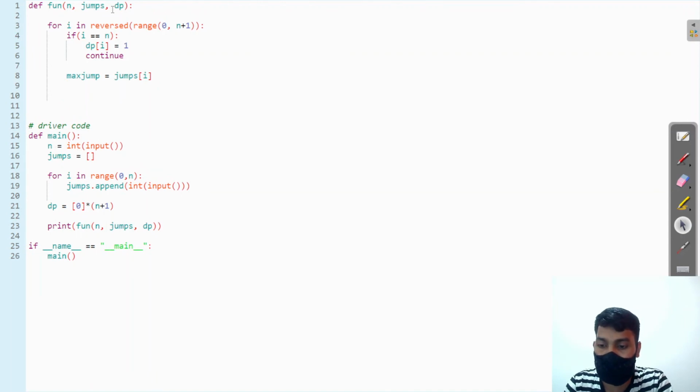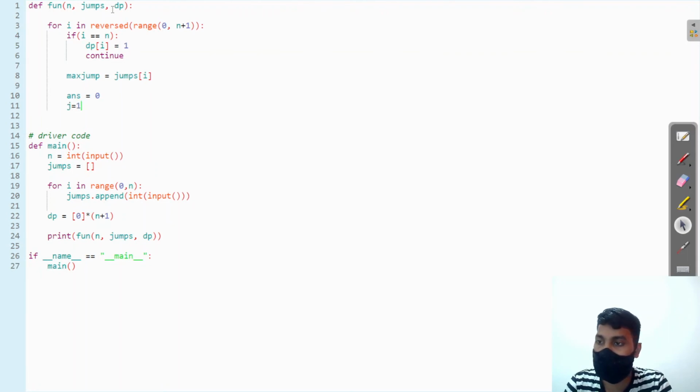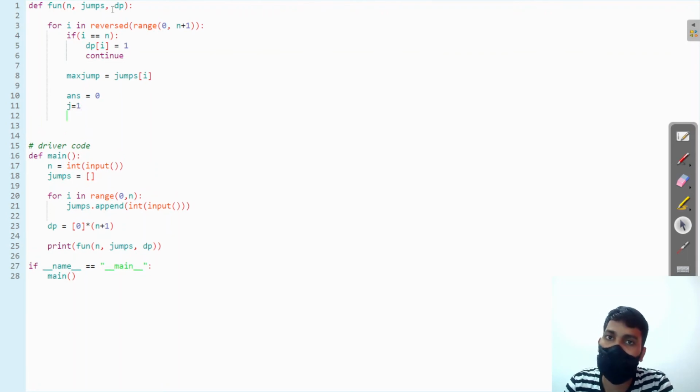Now I'm going to create an answer, and we'll be starting from j equals 1. j will be traversing through this jumps, which means it will be taking one jump turn by turn. That means if I have a choice of 3 jumps, it will first take 1 jump, then 2 jumps, and then 3 jumps. We will do this using a while loop. While j is less than or equal to max jump, and i plus j is less than or equal to n.